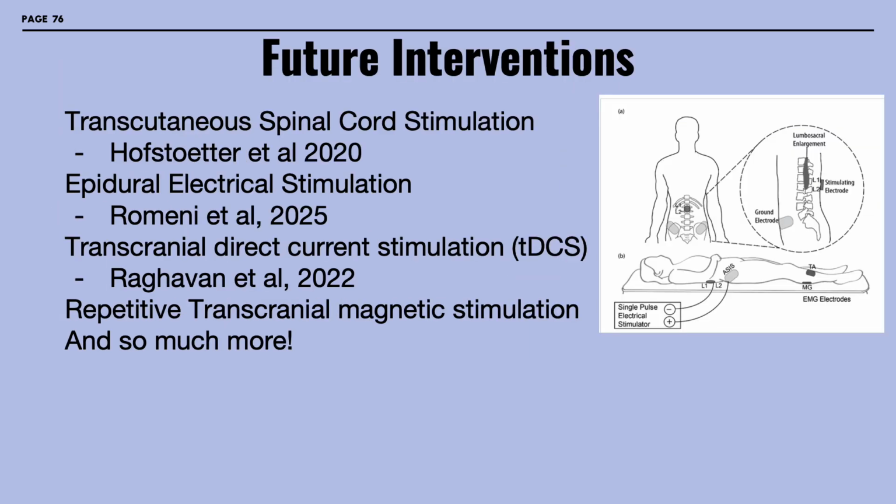Future interventions, there are many interventions coming out, including different types of electrical stimulation, both around the spinal cord and in the spinal cord. There's things like transcranial direct current stimulation, transcranial magnetic stimulation, all of which have been shown to be promising in a different area of research, trying to contribute to spasticity and tone reduction.